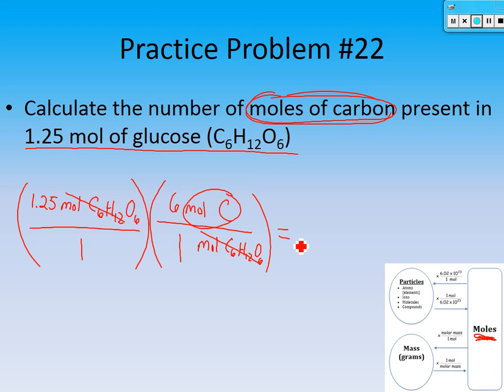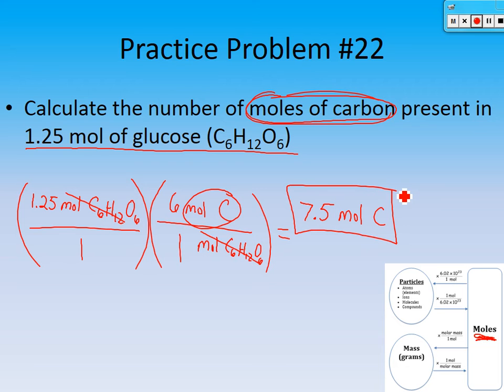And 1.25 times 6. Did you guys get 7.5? Okay. 7.5 what? Moles is my unit, and the substance that we're talking about is carbon. So you need all of that in order to get the answer right. Who got it right, just by the show of hands? Okay, good job.